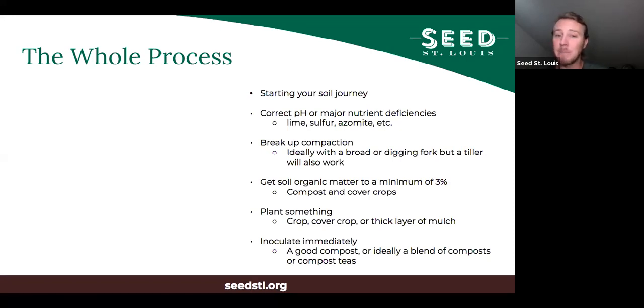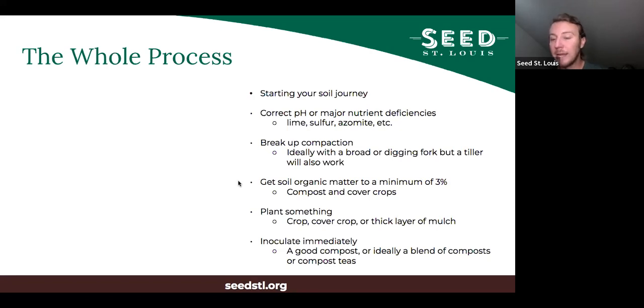And then you want to break up compaction, ideally with something like a broad fork or a digging fork, but a tiller will also work. One of the other reasons that I prefer broad forks and digging forks is that they can also break up deeper compaction. Even if you have a big tiller, it's only breaking up this much of your soil, whereas a broad fork can go 18 inches deep if you get a big broad fork. So you can break up really deep compaction with a broad fork and a digging fork, versus a tiller, which just does not get that deep.